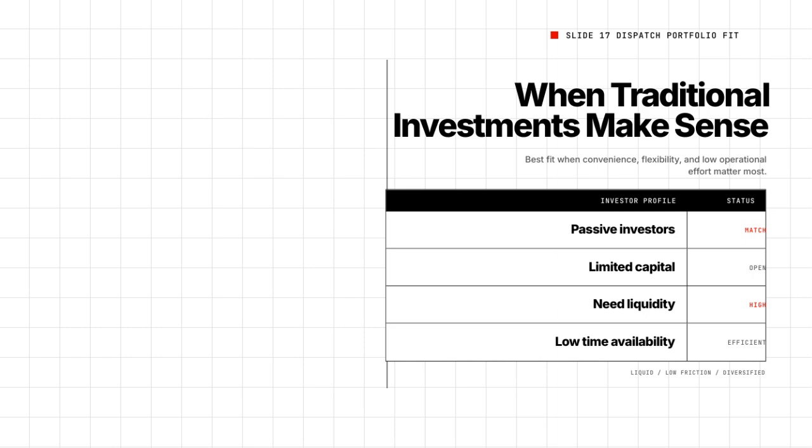They also make sense if you need liquidity, meaning you want the ability to access your funds easily without much friction. Overall, traditional investments offer a liquid, low-friction, and diversified option that suits investors who prefer a hands-off approach and require flexibility without compromising accessibility.